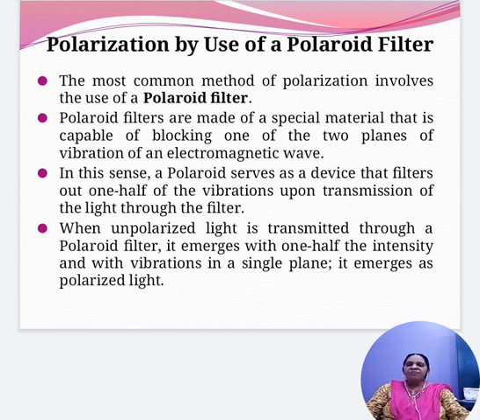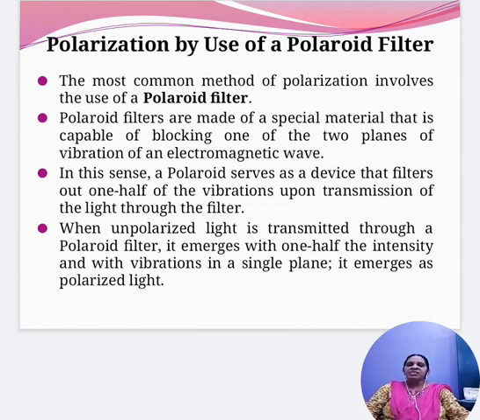The Polaroid filter is made up of a special material which is capable of blocking one of the two planes. We have two planes, one for the electric and other for the magnetic field, and both together are perpendicular, and the wave propagation is perpendicular to both these fields. So Polaroid filters are made of a special material that is capable of blocking one of the two planes of the vibration of an electromagnetic wave.